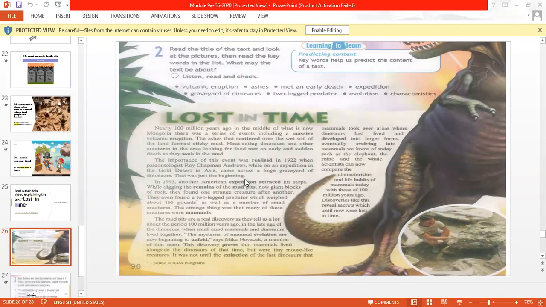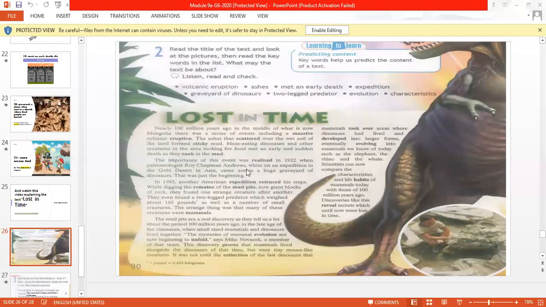Okay, meat eating dinosaurs. At this time, millions of years ago, the meat eating dinosaurs, the dinosaurs that eat meat, and other creatures in the area looking for food in the area around this volcano met an early and sudden death as they sank in the mud. This volcano erupted, and they didn't imagine that this volcano could erupt, but they sank in the mud and they couldn't survive the mud.